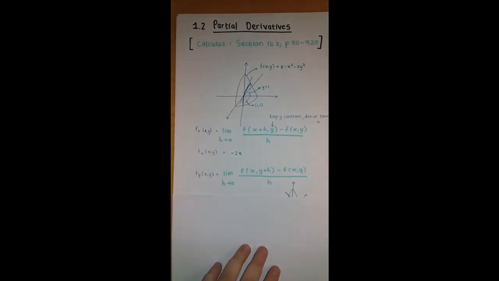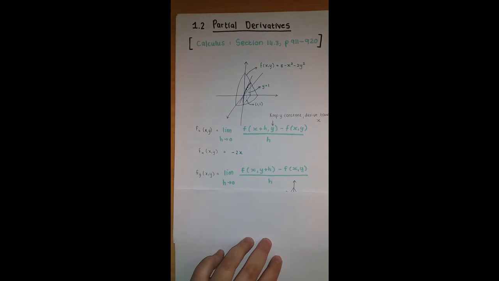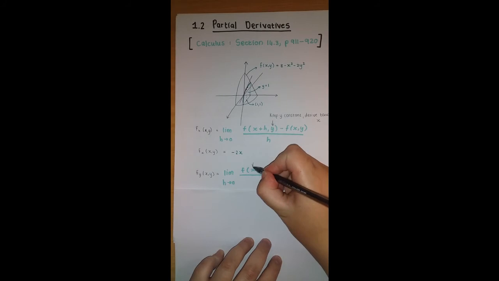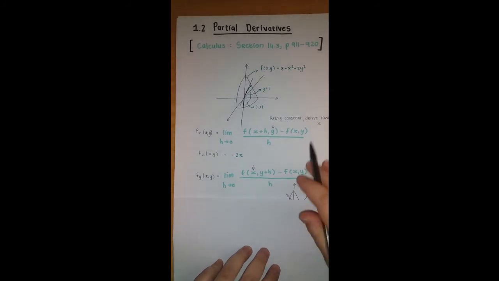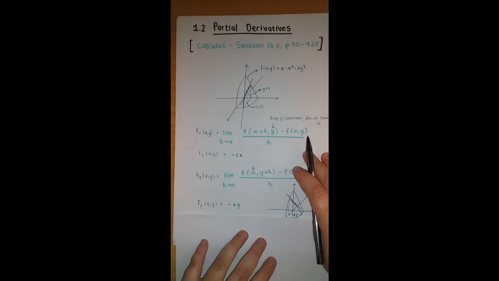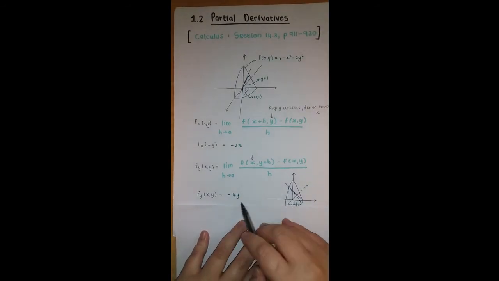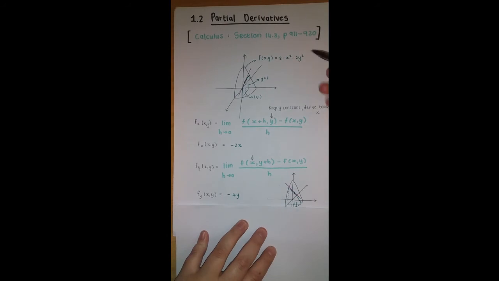The same goes for the partial derivative of f(x,y) towards y. You keep x constant, and you change your y. So your partial derivative of f(x,y) towards y would become negative 4y, because x squared would then become a constant, as 8 is, and the only term with a y in it is negative 2y squared, which if you derive it becomes negative 4y.